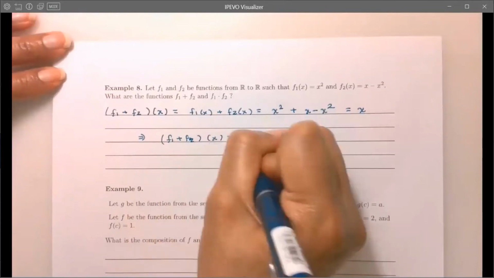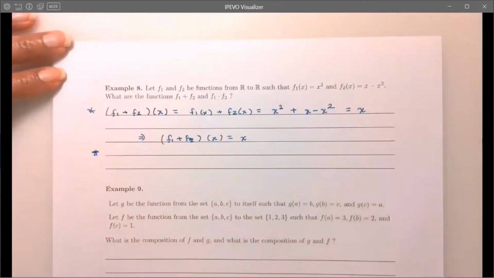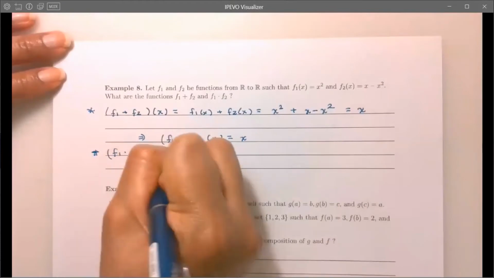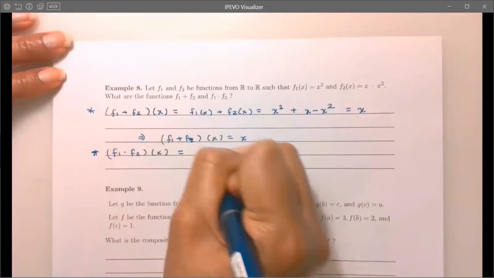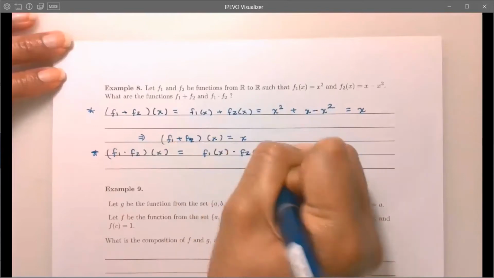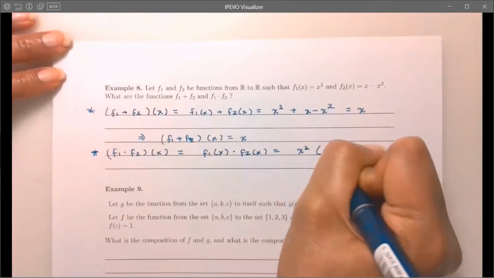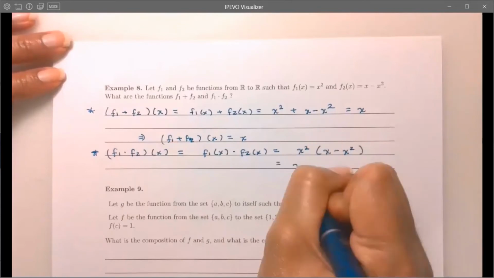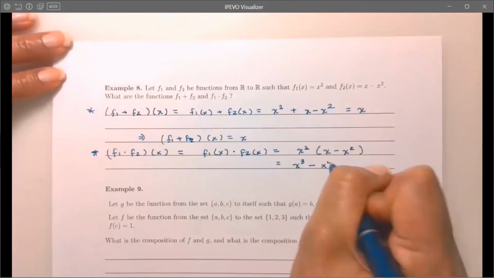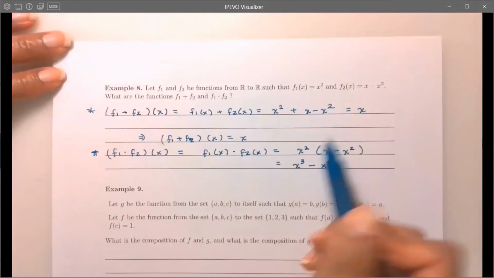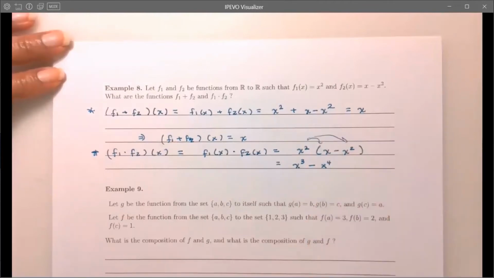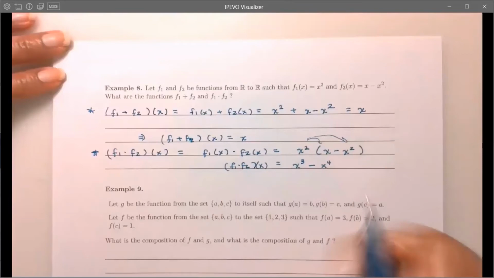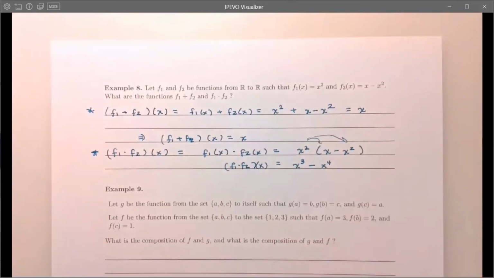Okay, the second function they want us to find is the product, f1 times f2 of x. Again, that simply means it's f1 of x times f2 of x, which means we're multiplying x squared times x minus x squared. That is going to simplify to x cubed minus x to the fourth, because we distribute the x squared to form that product. And so we get f1 times f2 of x is equal to x cubed minus x to the fourth.